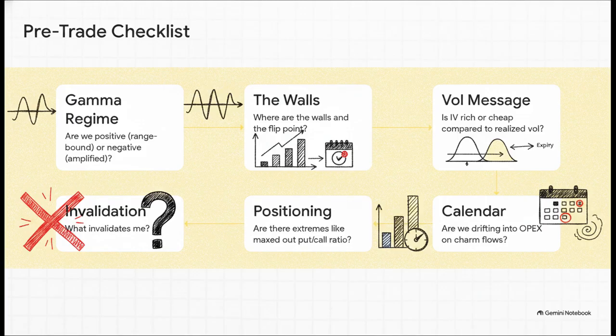Question 1. What is the gamma regime? Are we positive and range-bound or negative and amplified? 2. Where are the walls and the flip point, and what expiry do they live in? 3. What is the vol market telling us? Is IV rich or cheap compared to realized vol? 4. What are the calendar forces? Are we drifting into OPEX on charm flows? 5. Are there positioning extremes? Is the put-call ratio totally maxed out? And question 6, absolutely the most important, what invalidates my trade?